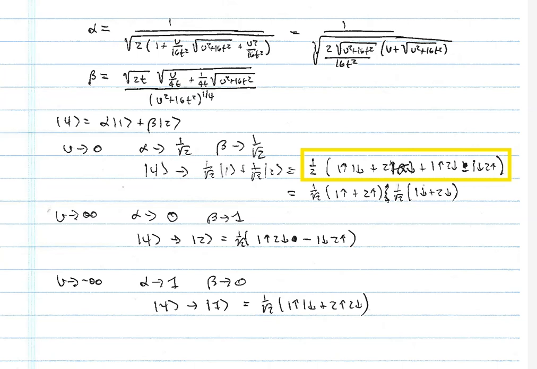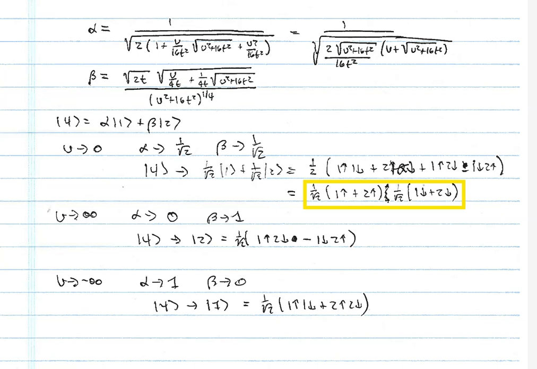And it turns out that this can actually be factorized. It's 1 over square root of 2, 1 up plus 2 up times 1 over square root of 2, 1 down plus 2 down. You see, if you multiply that together, you get 1 up, 1 down, plus 1 up, 2 down, plus 2 up, 1 down, plus 2 up, 2 down. And so you can see that that thing properly factorizes into product of two wave functions.